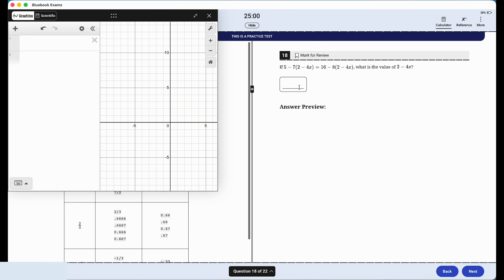This one, really simple. They give us an equation. You just throw it into Desmos, right? You throw it into Desmos, and you're going to figure out what x is, right? Here's x. It's negative 2.25, right? And then I can use that to answer this question. So it's 2 minus 4 times negative 2.25, right? And we get 11.